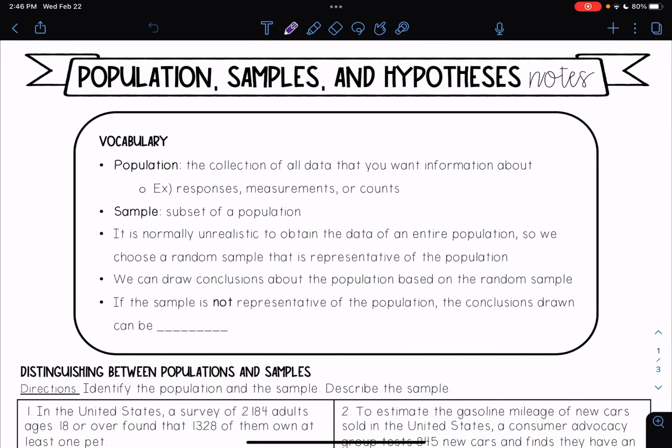Hello everyone. In today's lesson, we're going to be talking about populations, samples, and hypotheses. In this first video, we're just going to be looking at distinguishing between populations and samples.